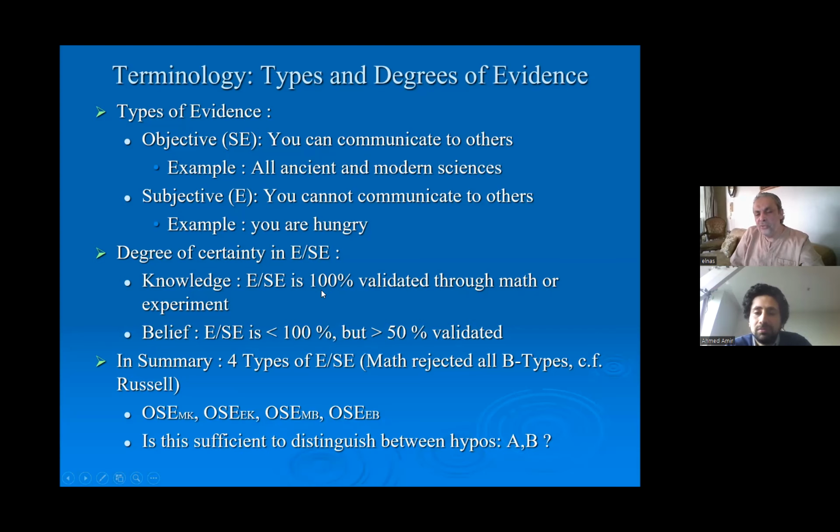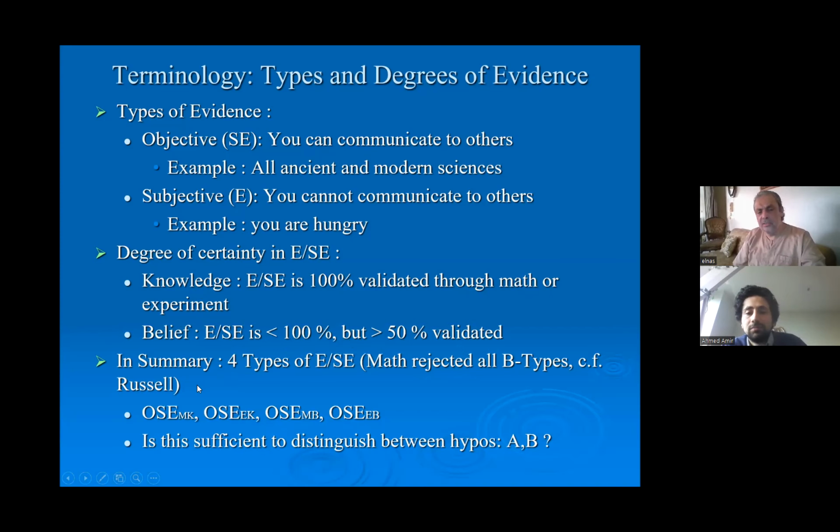It's of course very much different than knowledge. And by the way, this is the classical Western distinction of degrees of certainty of evidence, whether subjective or objective. So you have two. I think this is a Kantian division, yeah? I don't know, but it's not important. It's actually not enough, as we are going to see, to model and to be used really in science. In summary, you have here 2 times 2 means 4. In summary, you have 4 types of scientific evidence, and math rejected all belief types.